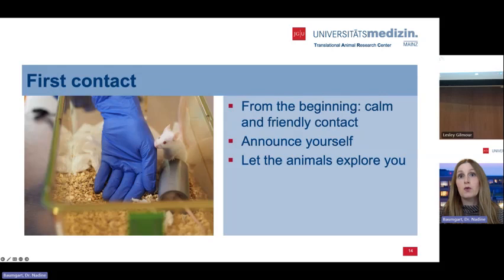And always make sure that the animals know what is happening. This is what I mean with announce yourself. Like I already said, if the animal is fast asleep in the cage and you turn the cage out, make sure the animal has enough time to notice that something is happening. And for the first contact, let the animal explore you, put a hand into a cage if you're working with mice, rats, or animals like this, and let the animal just sniff and check who you are and what is around there.